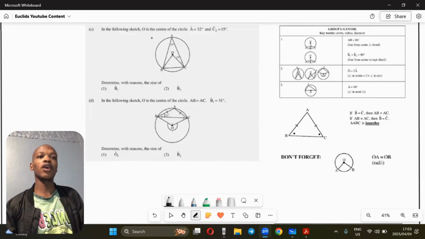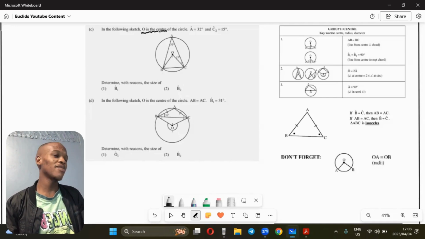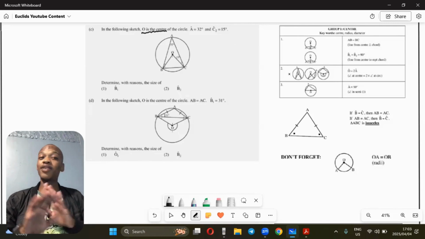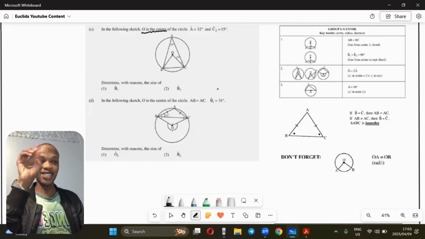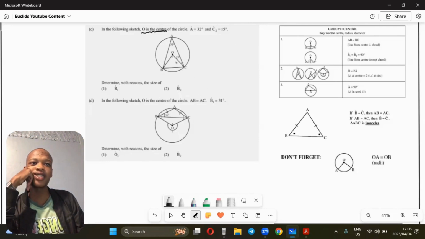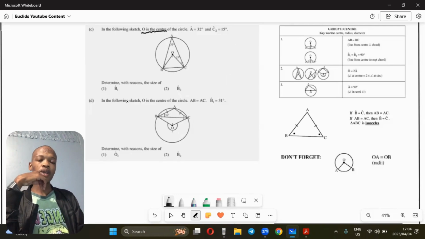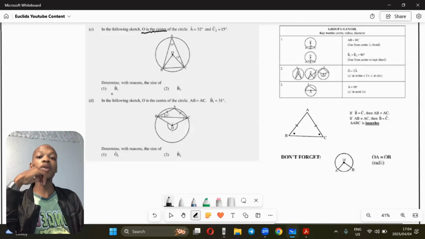In C, you are given a center again. Whenever you are given a center, you know the story. I don't have to tell you: check for angle at the center. Do we have angle at the center? Yes, we do. And then what are we looking for? The size of B1.